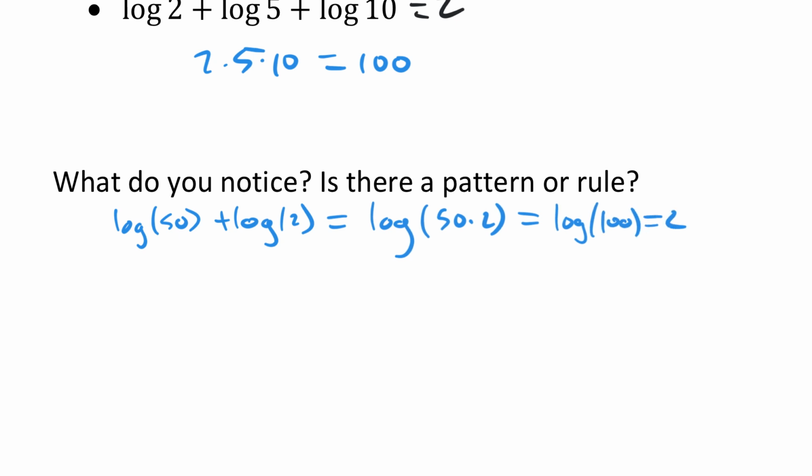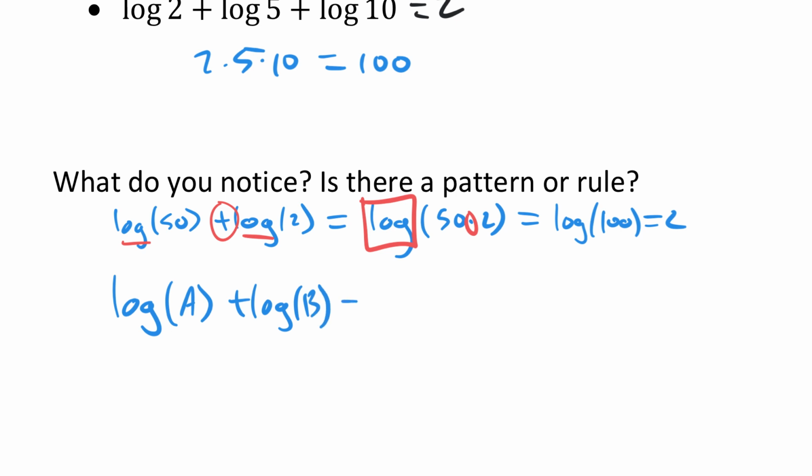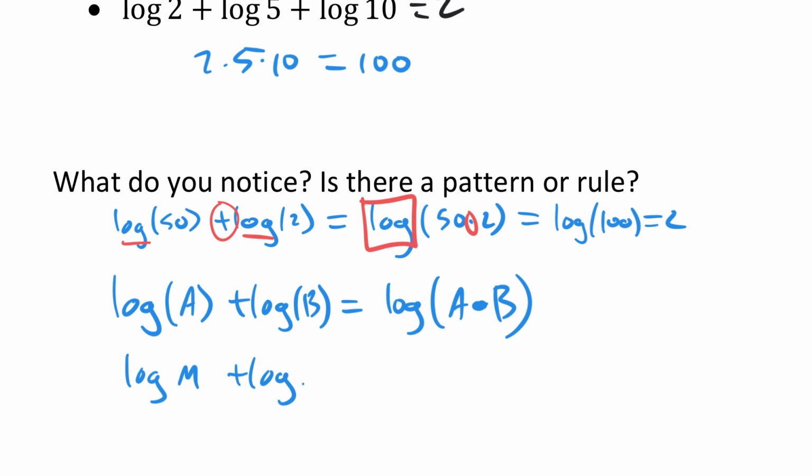And so this key step here, where you go from having two logs to just a single log, and where you go from addition to multiplication, we can write it like this. Log of A plus log of B is the same as a single log of A times B. And this is a very important rule. In fact, if you look on your formula sheet, you'll see something that looks very similar. It says log of M plus log of N equals log of MN, which is just another way of writing it.